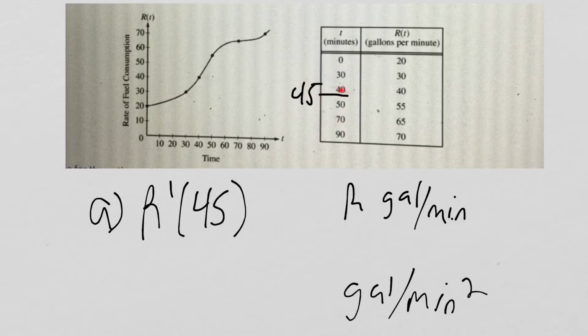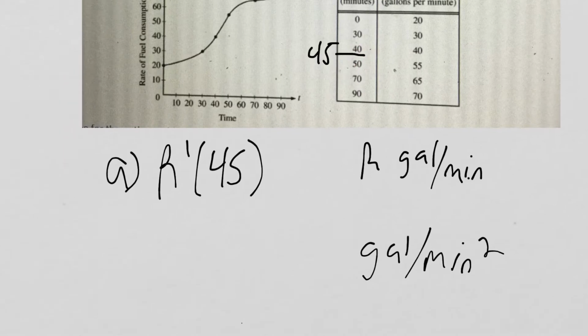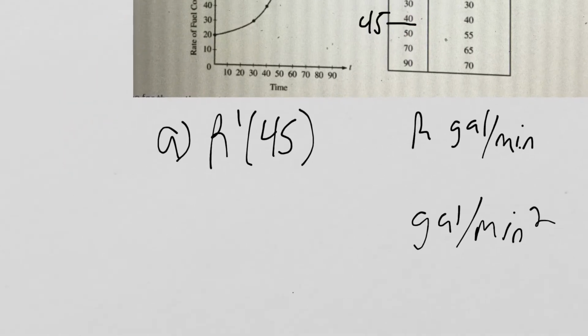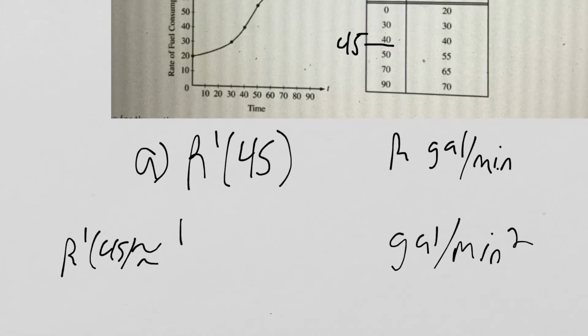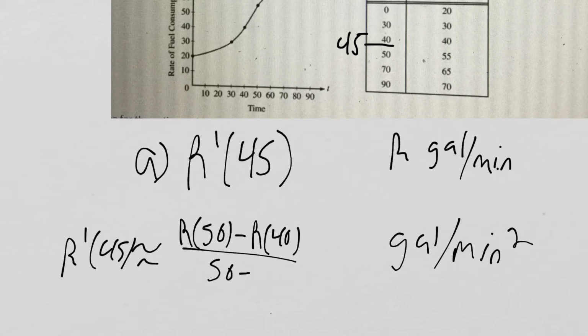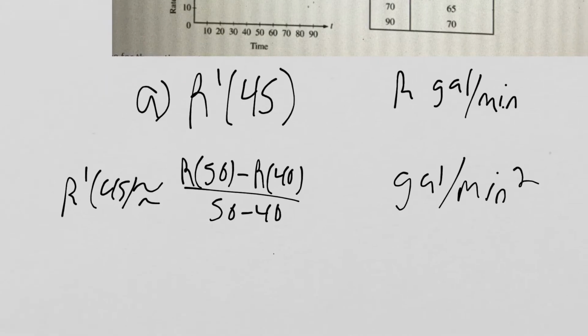So 45 falls between 40 and 50. The instantaneous rate of change at 45 is going to be approximately equal to the average rate of change between 40 and 50. So I have to use my average rate of change formula. R prime 45 is approximately equal to R of 50 minus R of 40 over 50 minus 40. Okay, so then R of 50 is equal to 55.